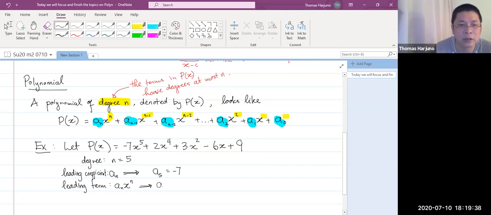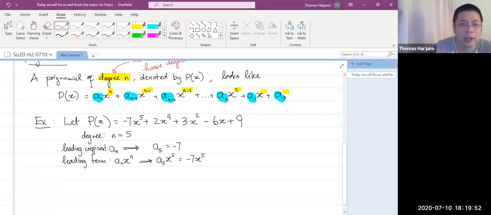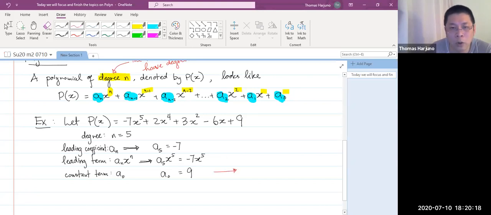So in this case, the leading term is negative 7x to the 5th. That's the leading term. Now, the constant term is a sub 0, the one without any x. In this case, the constant term is 9, which actually gives us one thing right away for the graph later on. That will also give us the y-intercept.